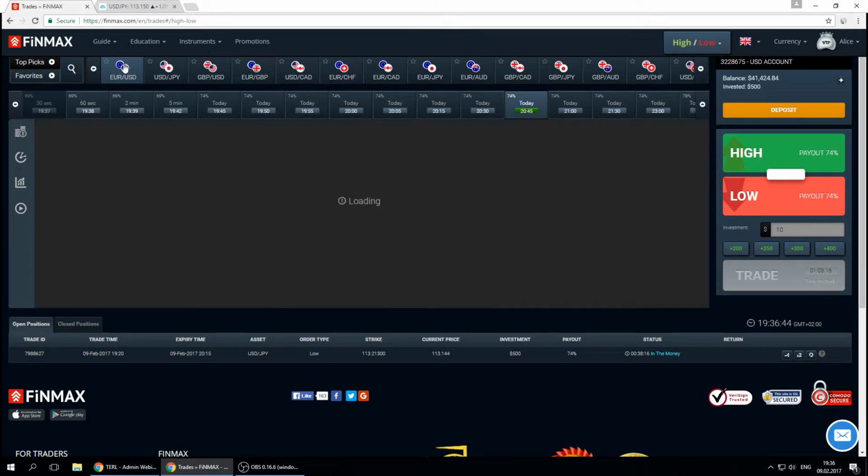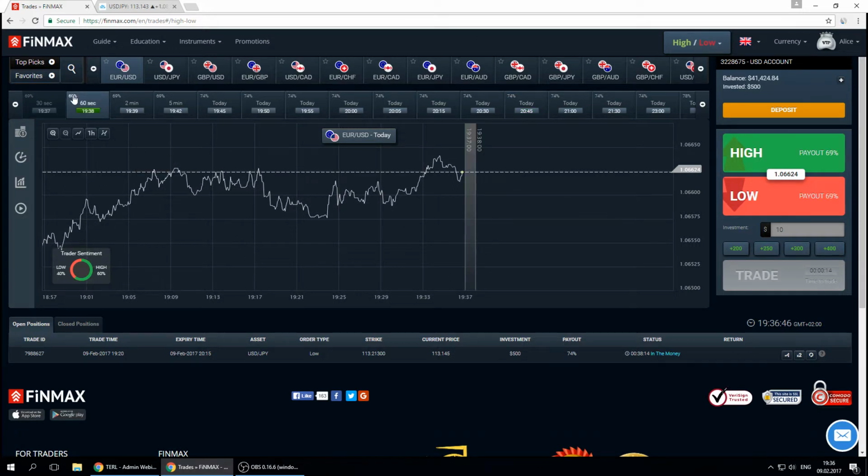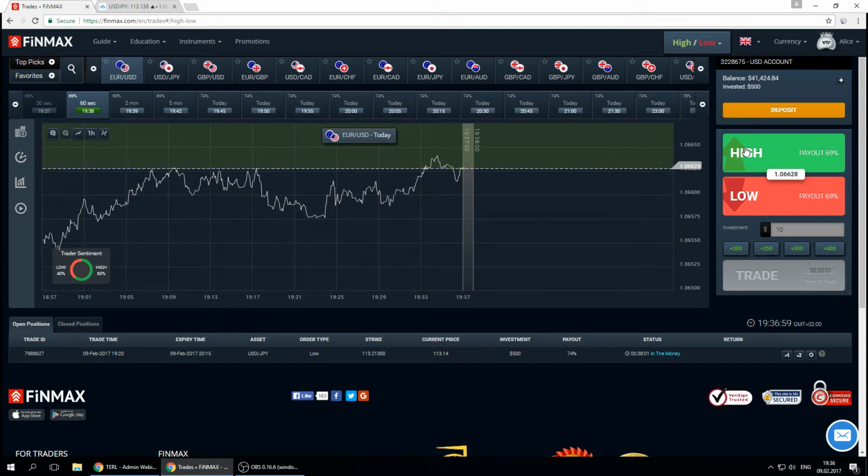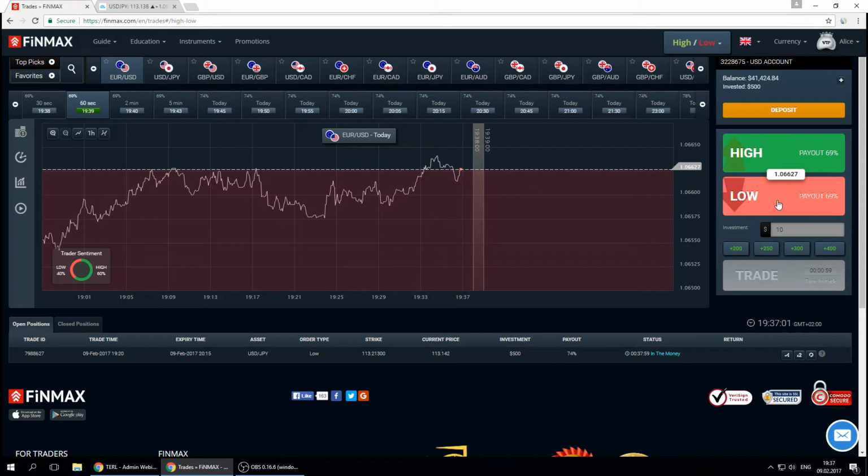So first step, you choose the asset. Second step, you choose the time frame. Afterwards, you need to estimate the direction. Here you see two buttons. That's pretty simple. If you think that the price for the asset is going to go up, you press the high button. If you think that the price is going to go down, you press the low button.